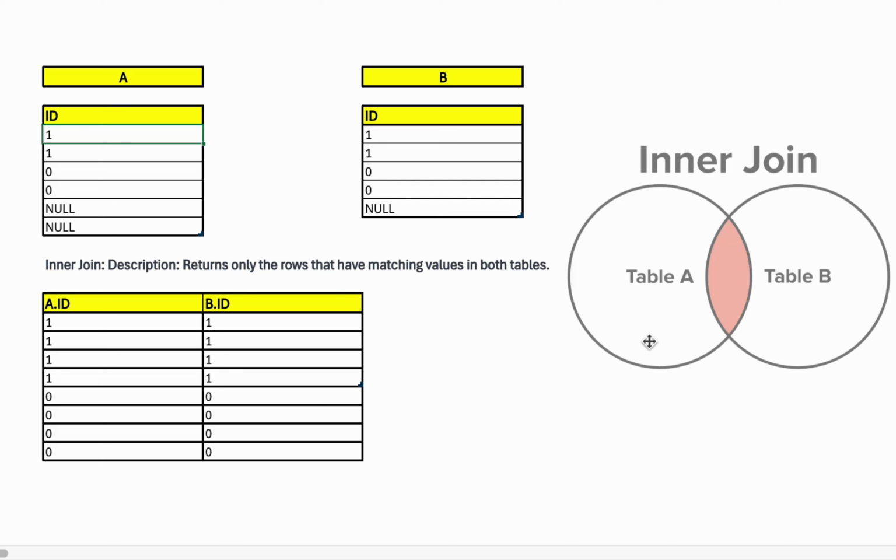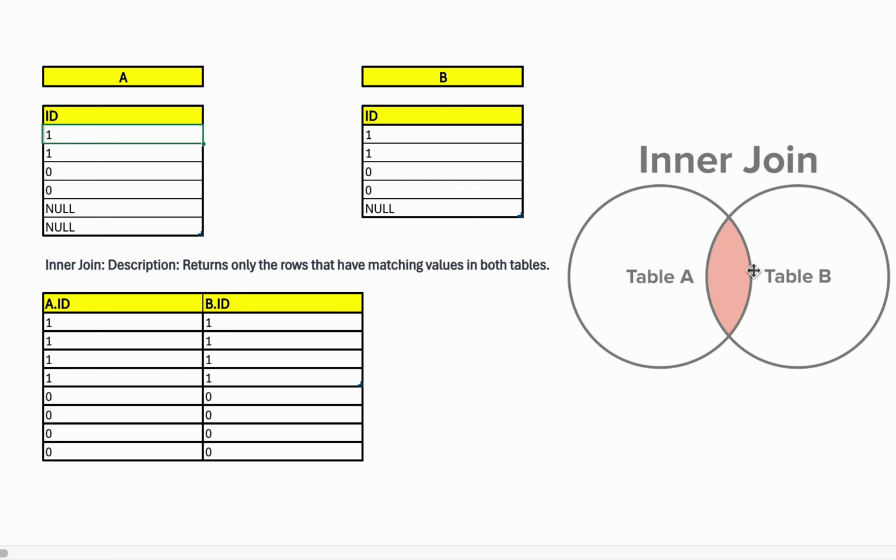This figure says that when we apply inner join between table A and table B, we will get only this shaded portion. That means we get only those rows that are present in table A as well as table B, because this is the intersection of table A and table B, right? So this intersection part will contain all the rows that are present in table A as well as table B. So this is the concept.